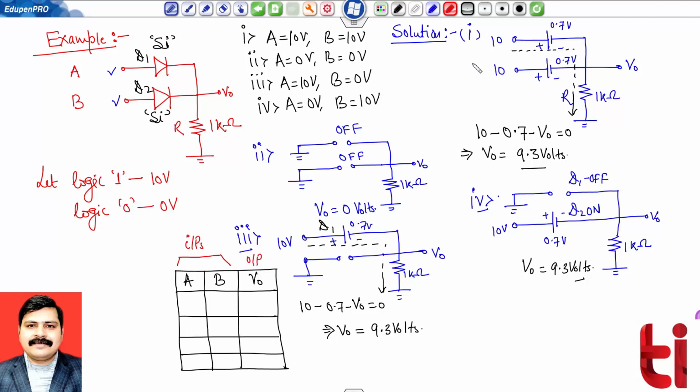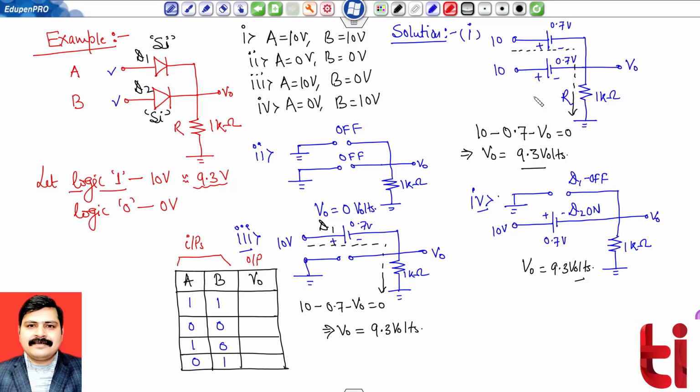This is a very interesting relation, in fact. I'm writing the values of inputs in terms of these logic levels. So the first one is 1 1, second both are 0 0, third is 1 0, and the last one is 0 1. And interestingly, 9.3 is very near to the 10 volt level. So I'm approximating that the 9.3 level can also belong to logic 1.